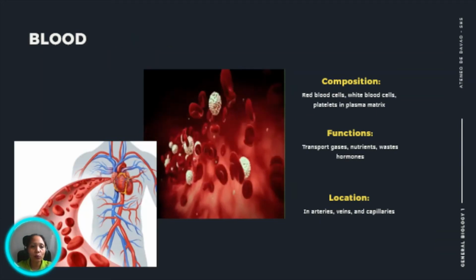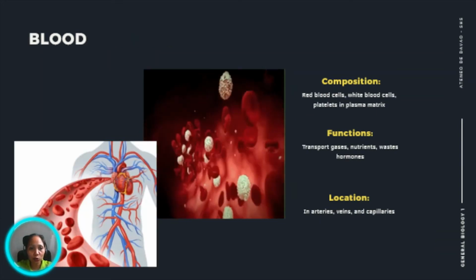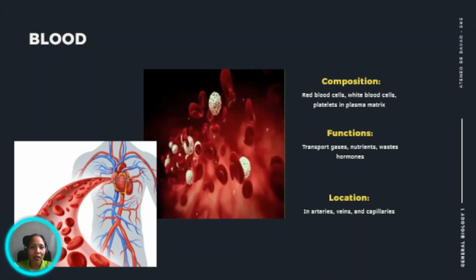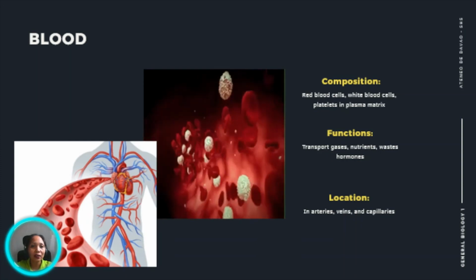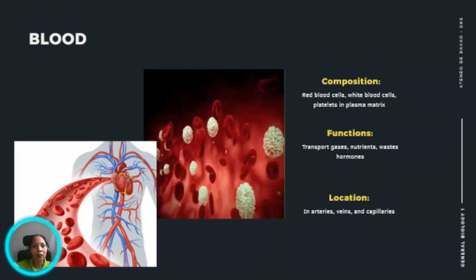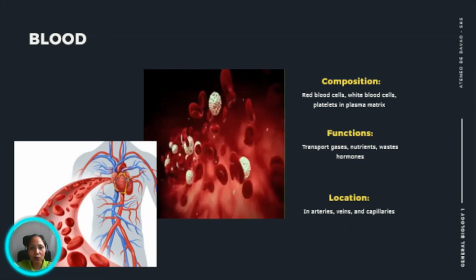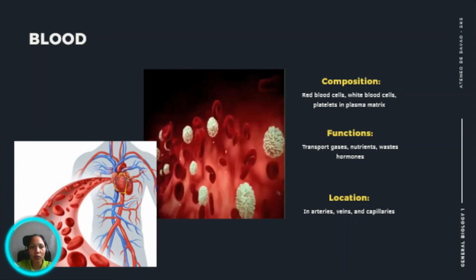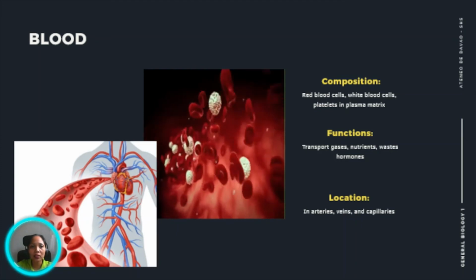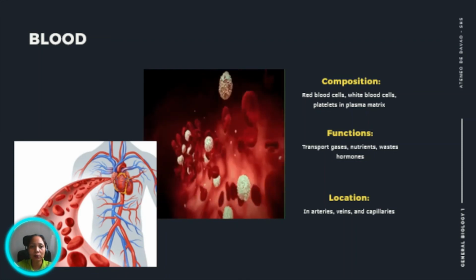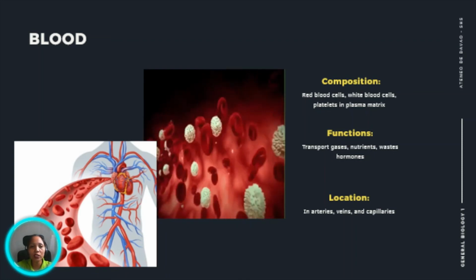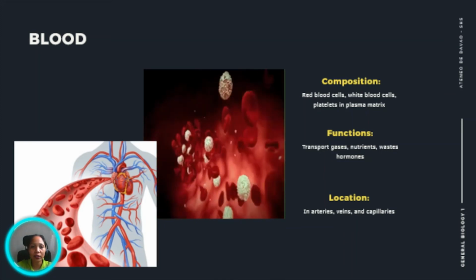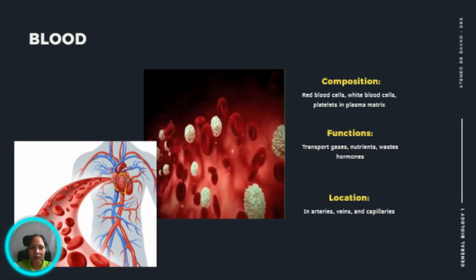We also have the blood, which is a connective tissue and an unusual tissue because it is liquid, unlike other connective tissue that is solid. So, it consists of red blood cells or erythrocytes, white blood cells or leukocytes, and the cell fragments called platelets. These are all traveling in a liquid called plasma. Blood tissue transports gases, nutrients, waste, and hormones. This can be found in arteries, veins, and capillaries.